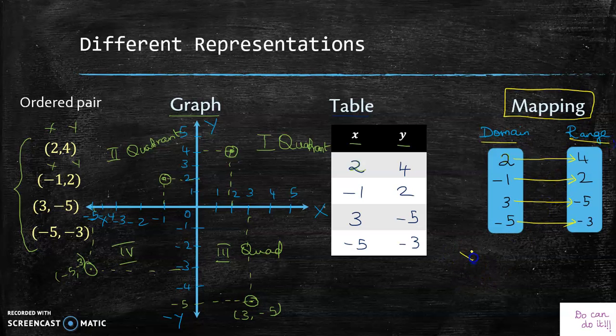The x values are called the range. I flipped it. The x values are called the domain. Y values are called the range. Always remember this. X is domain, y is range. I hope these concepts are clear.